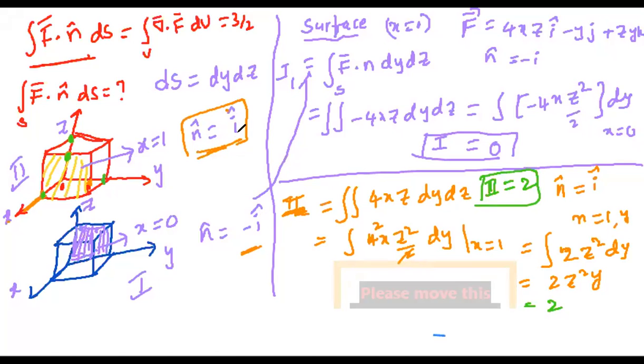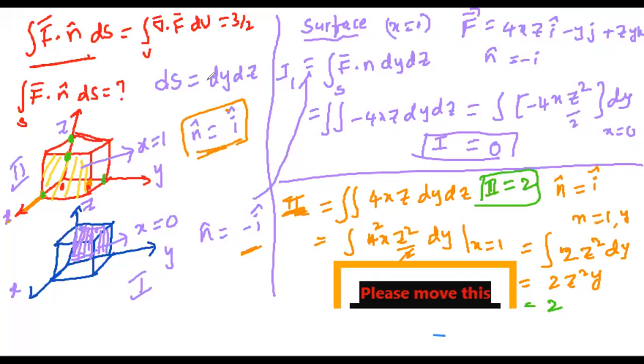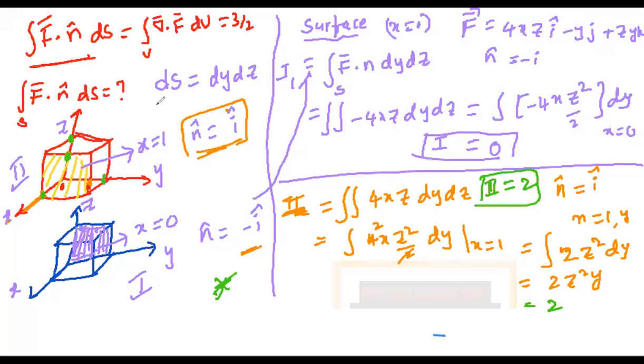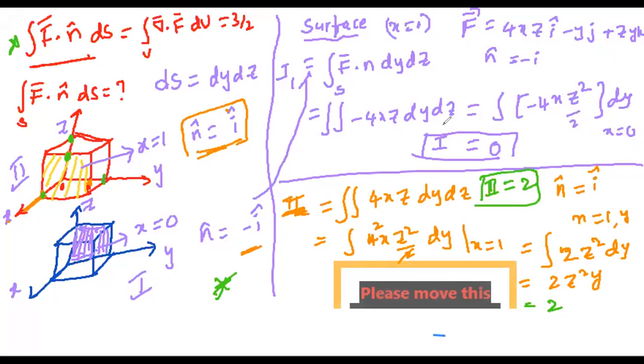When you take J here, what are you going to get? dx dz. When you take K here, you are going to get dx dy. One time plus J, the other time minus J. One time plus K, the other time minus K. So in this way, you get 6. Out of 6, 3 become 0. Remaining 3, when you add them, you are going to get 3 by 2. Just try it. One of you try and post in the group.